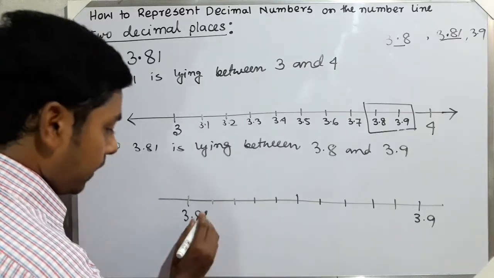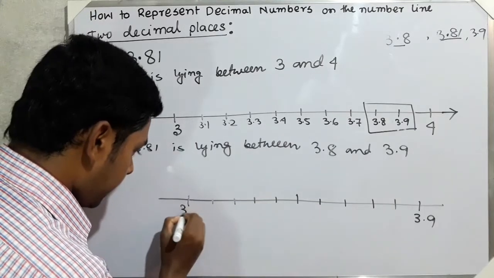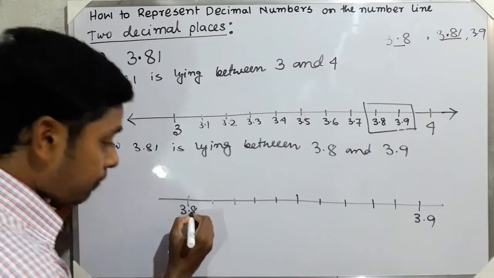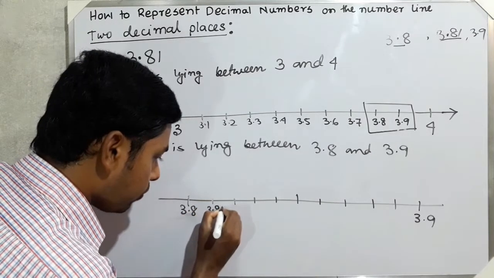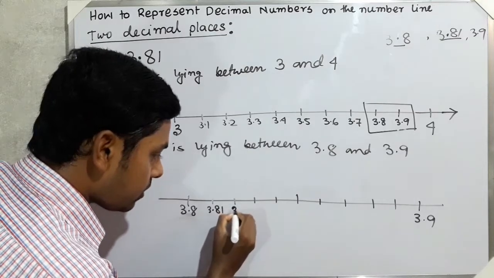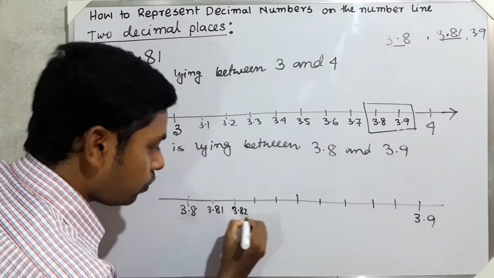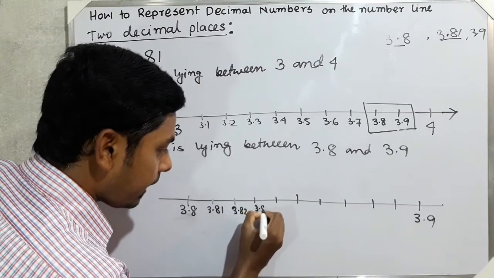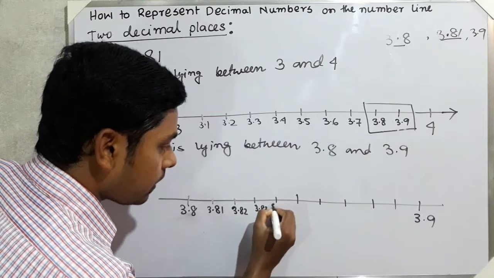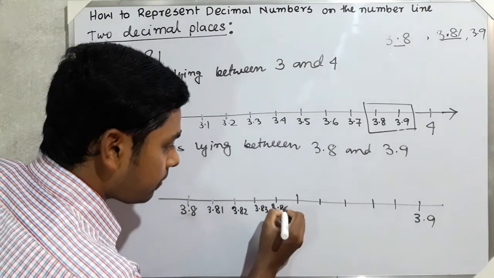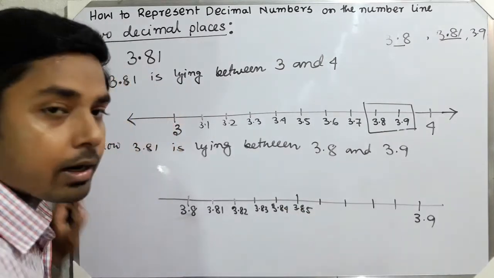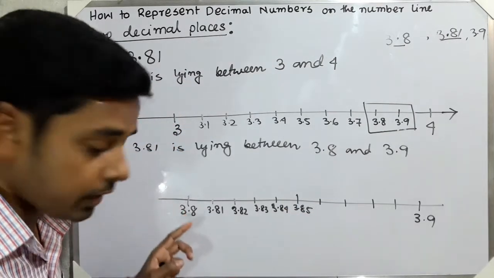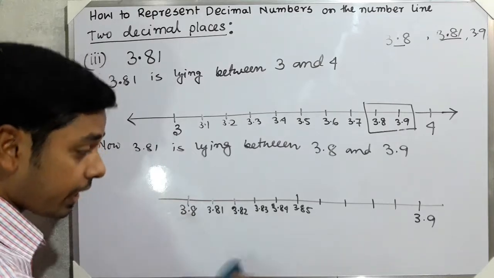Now first one, suppose this one is 3.8. After 3.8, first one will be what, 3.81. Then this one will be 3.82. This one will be 3.83. This one 3.84. This one 3.85. Are you getting my point? I am doing it. Again I am doing. Try to understand.